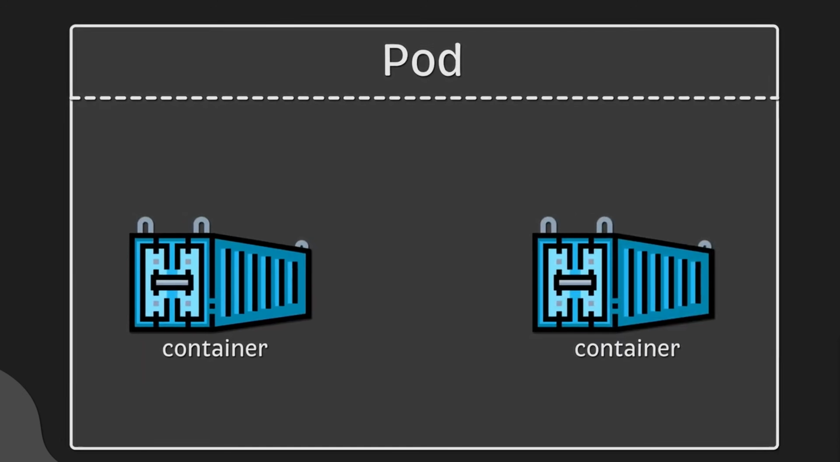Pods are also ephemeral by nature. This means that they're temporary and they can be terminated at any time. So when a pod dies, Kubernetes doesn't automatically bring back that exact pod. Instead, it will recreate a new version of the pod, which might even be placed on a different node or a different server.